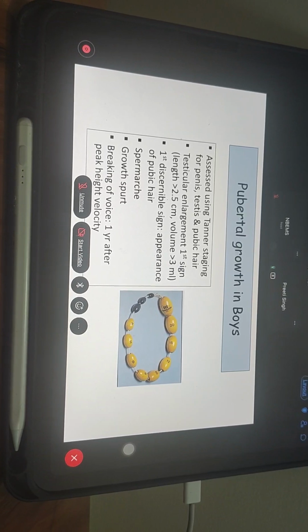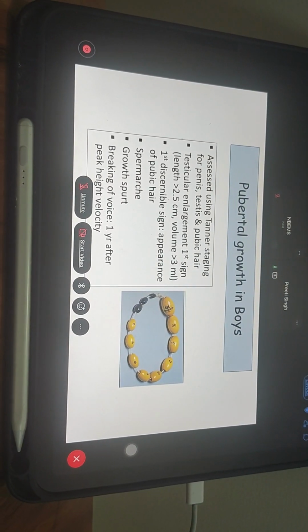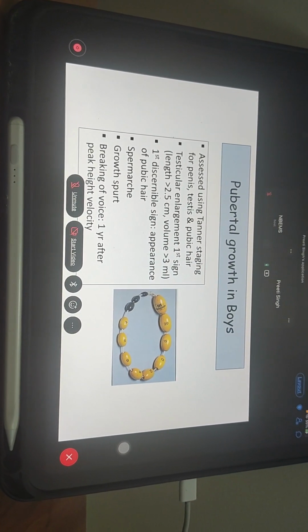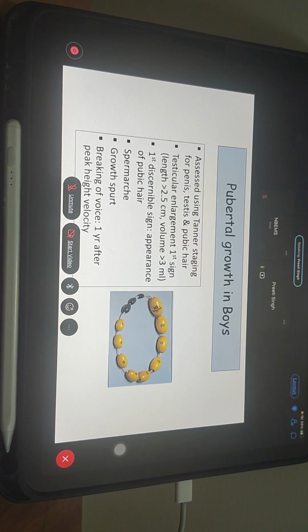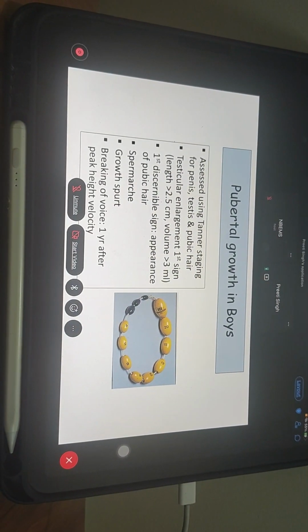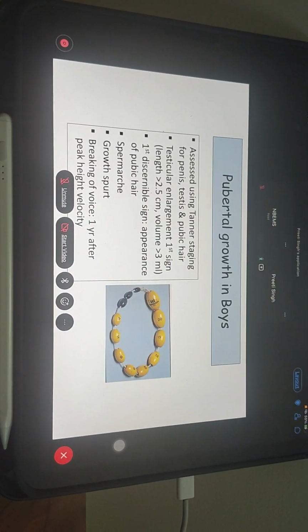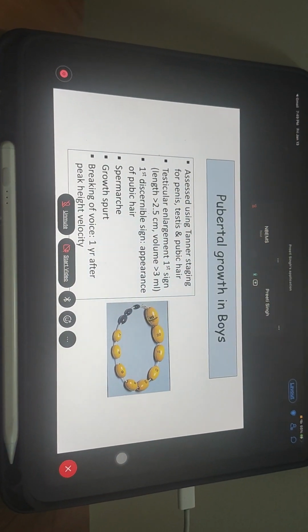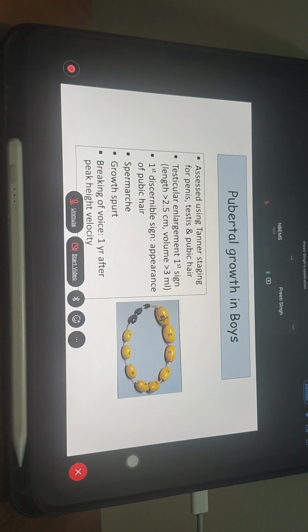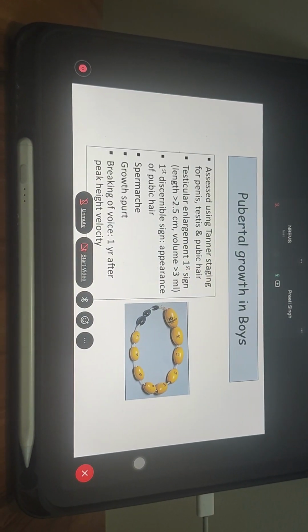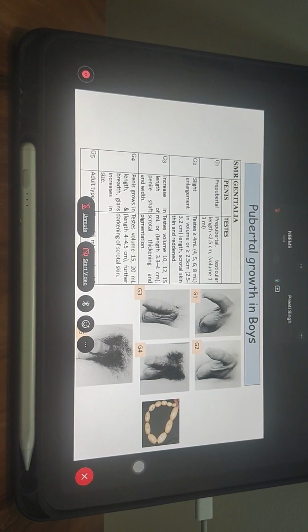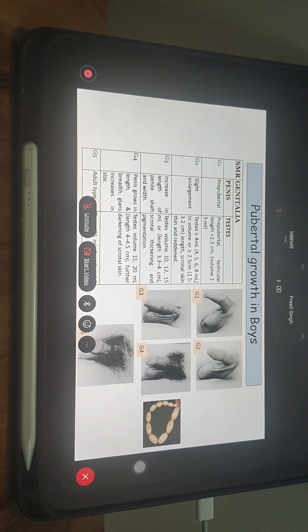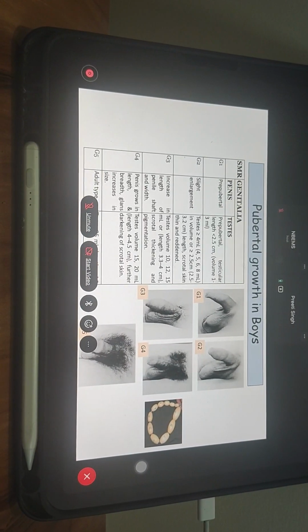Now, along with this increase in the testicular volume, we have other changes taking place in the external genitals in boys, like increase in the penile size as well as the width. Then there could be spermarche, then there is growth spurt, there is breaking of voice. So all these changes are also accompanying the physical features. Now, this is the pictorial representation again, which is depicting the Tanner stages from G1 to G5.